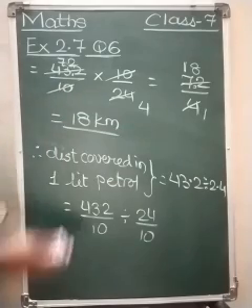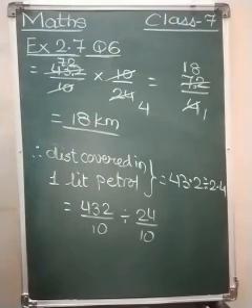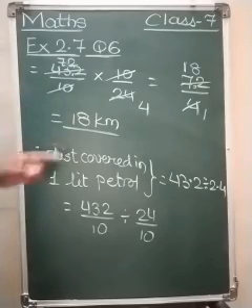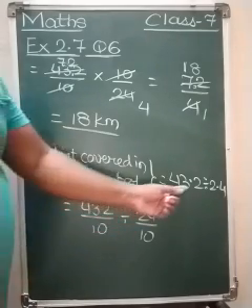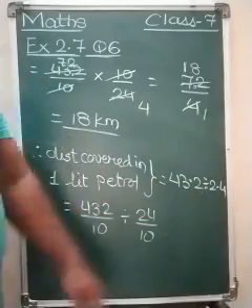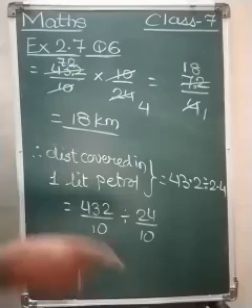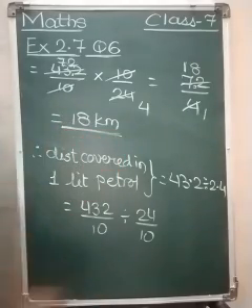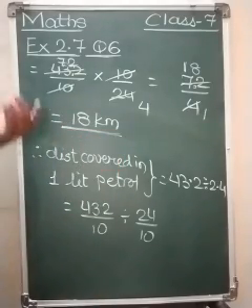So done. We got our answer that if a vehicle covers a distance of 43.2 kilometers in 2.4 liters of petrol, then in 1 liter it will cover 18 kilometers, and this is done.